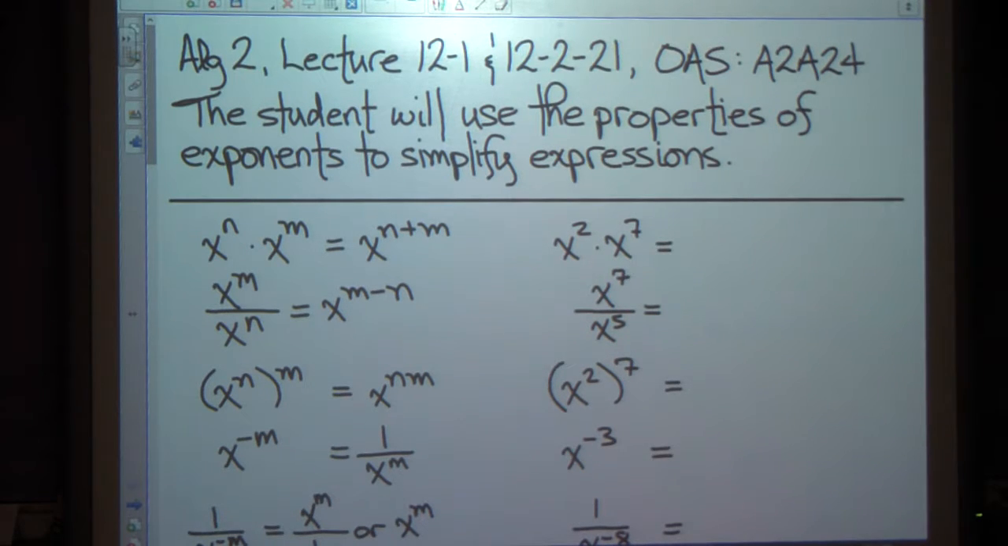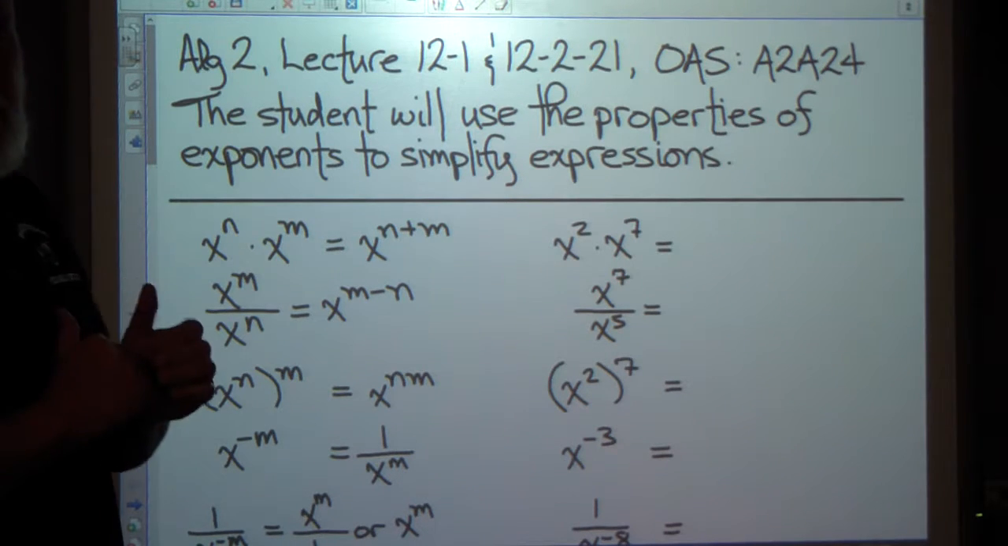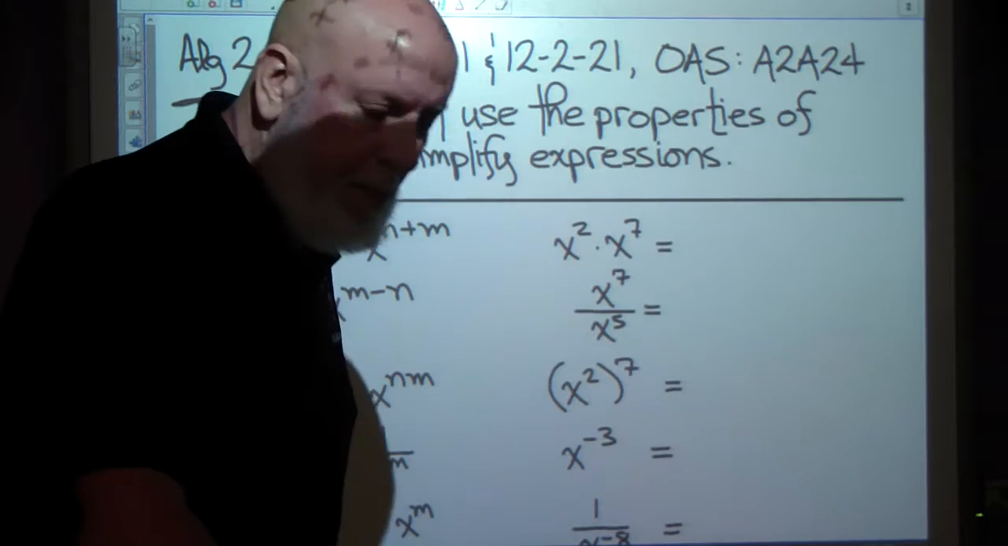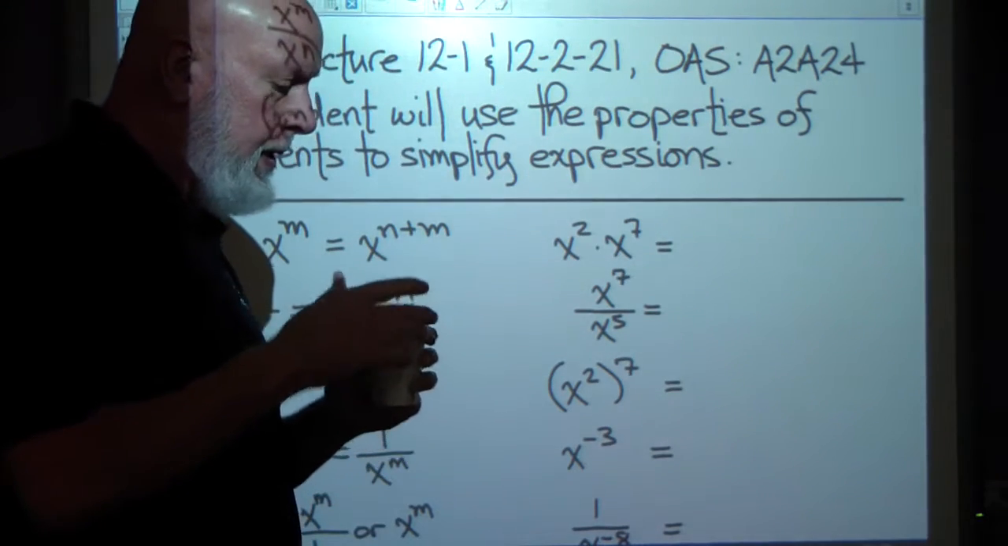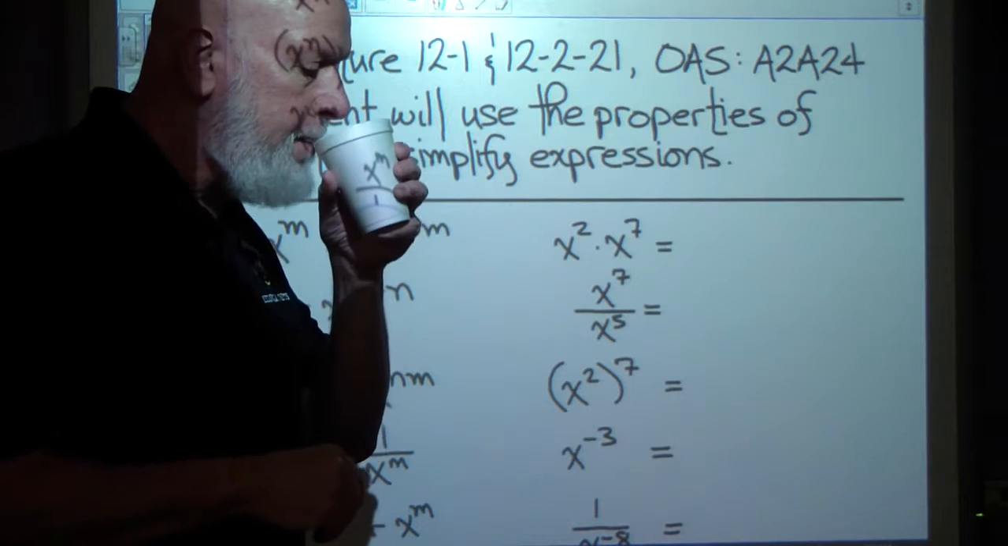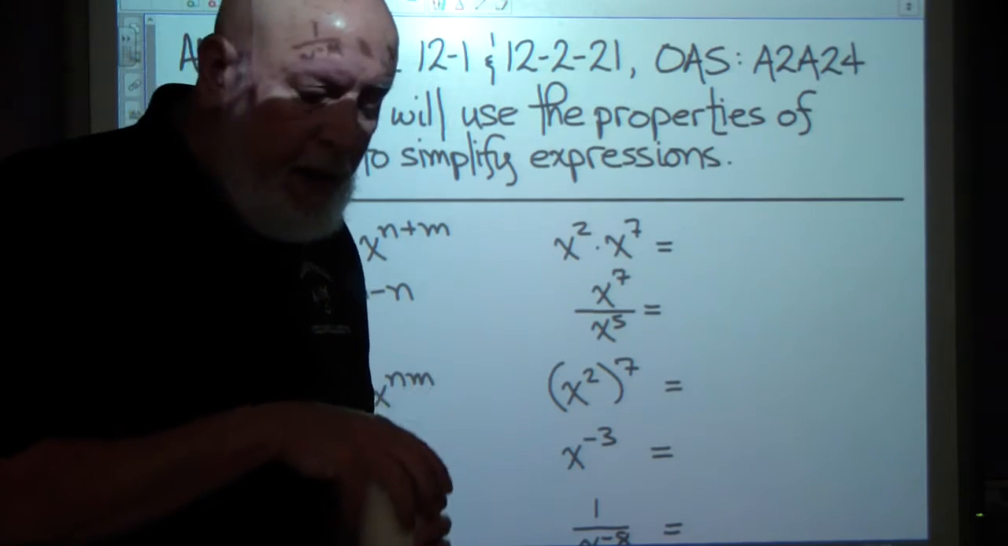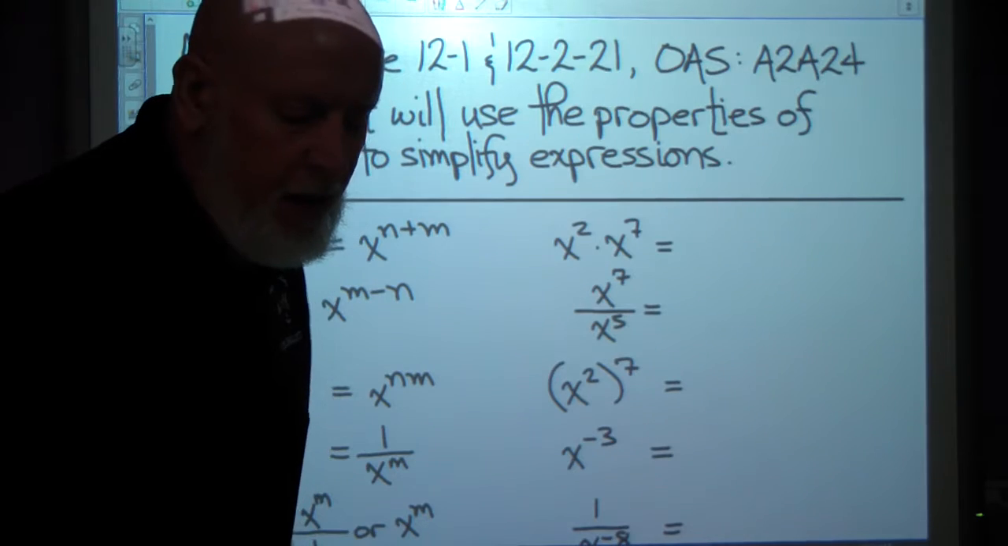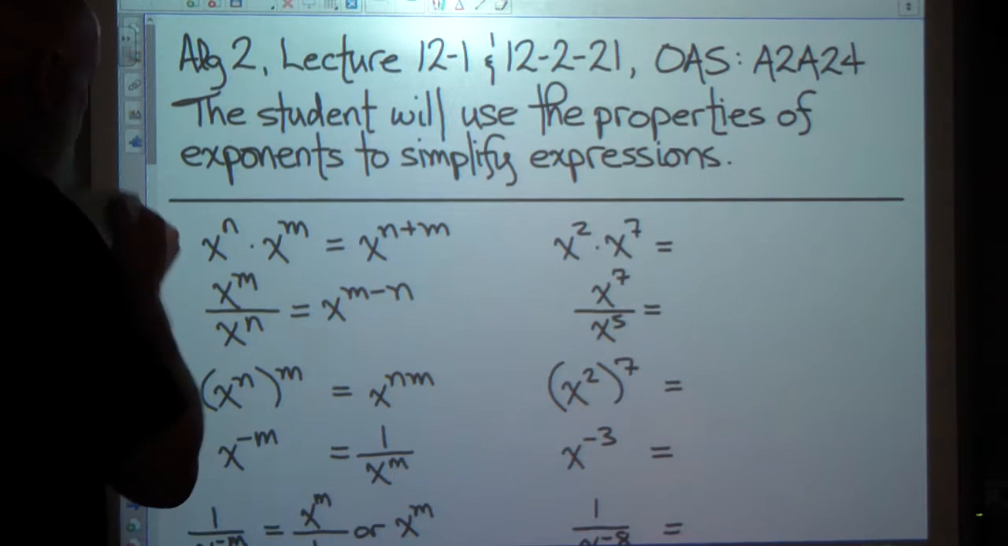All right. Algebra 2, Lecture 12.1 and 12.2, OAS A2, A24. The student will use the properties of exponents to simplify expressions. I'm going to run you through some of the properties of exponents that we learned back in Algebra 1 and show you how we're going to be kind of reviewing them today. Because you'll see them on the ACT, so it can't hurt to review them.